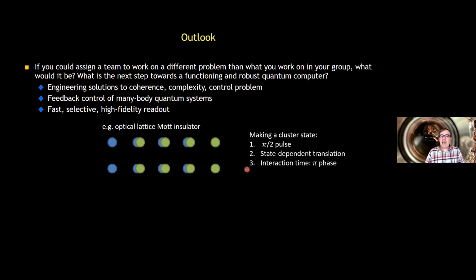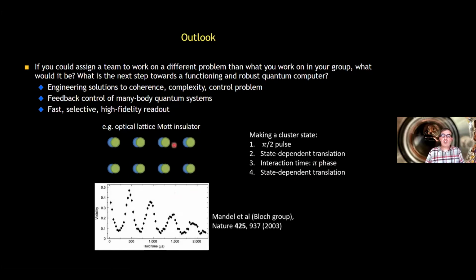While the atoms are hanging out there, you let them interact locally until, let's say, a pi phase is picked up. And then you undo the state-dependent translation. What you've created is a cluster state where every atom is now entangled with its neighbor. What I showed was how to make a one-dimensional cluster state, but repeating that displacement in different directions would give a two-dimensional cluster state.